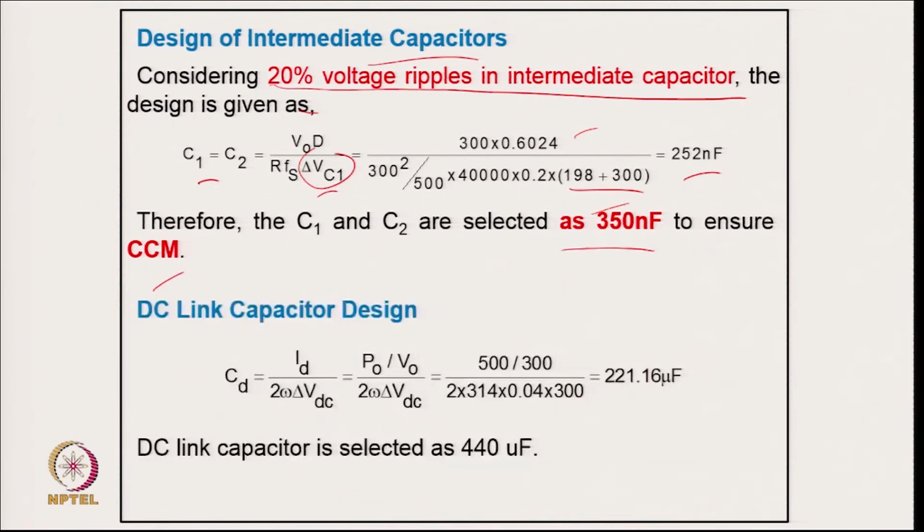Now, coming to the design of the DC link capacitor, the relation is Cd equal to Id upon 2 omega delta Vd, where Id is the load current and delta Vd is the load voltage ripple. It uses 2 omega because it does not depend on the switching frequency but on the supply frequency, because of the second harmonic here. After putting in all these values, we get typically 221.16 microfarad. To make sure this ripple is always less than the 4% ripple specified here, we select the capacitor higher than this value, and the DC link capacitor is selected as 440 microfarad.